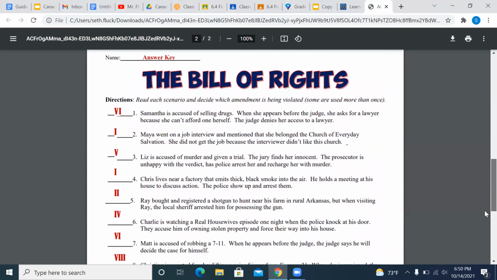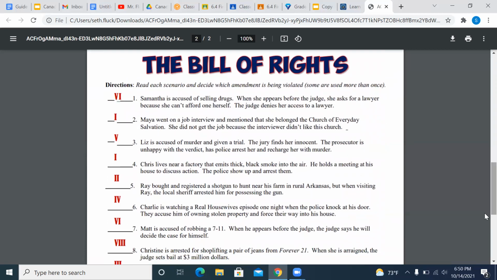That's a pretty key concept in the Bill of Rights. Even if you can't afford a lawyer, it's to try to make the playing field kind of equal. Even if you're poor, you'll be represented fairly. That's the idea, at least.